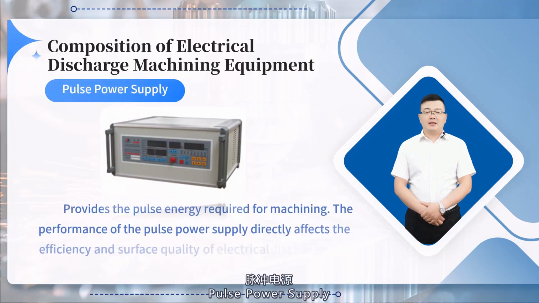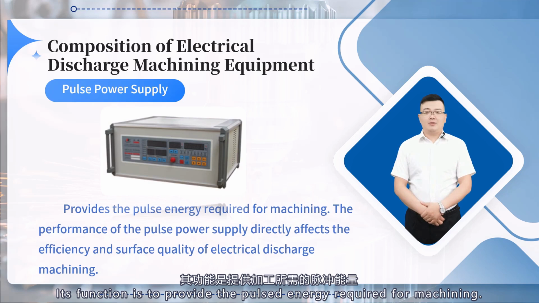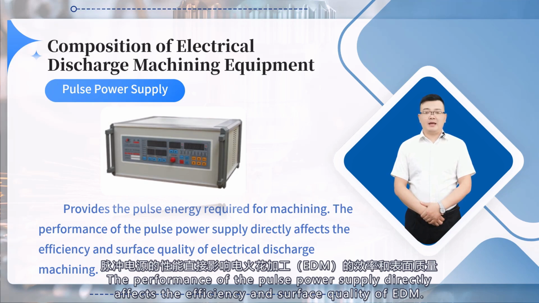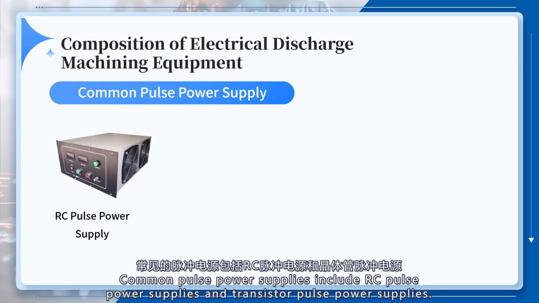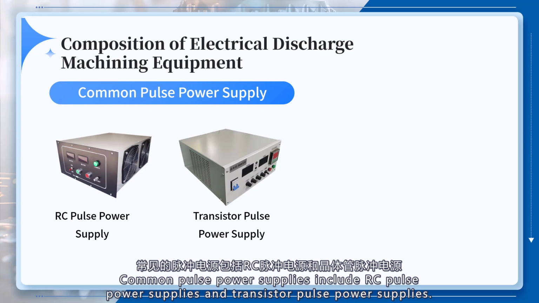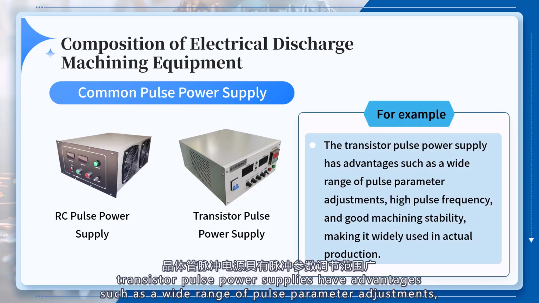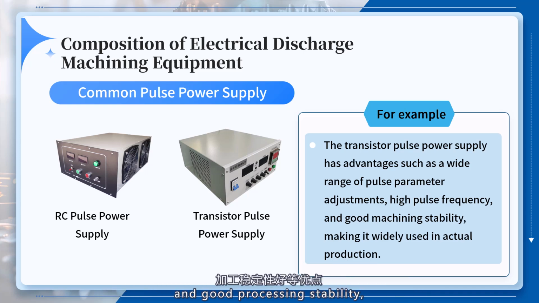Pulse power supply. Its function is to provide the pulsed energy required for machining. The performance of the pulse power supply directly affects the efficiency and surface quality of EDM. Common pulse power supplies include RC pulse power supplies and transistor pulse power supplies. For example, transistor pulse power supplies have advantages such as a wide range of pulse parameter adjustments, high pulse frequency, and good processing stability, making them widely used in actual production.